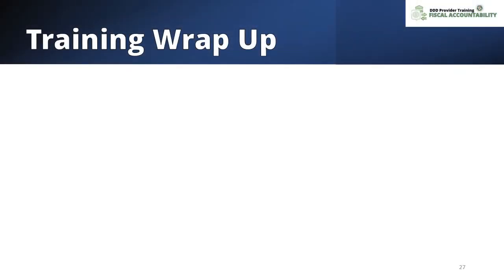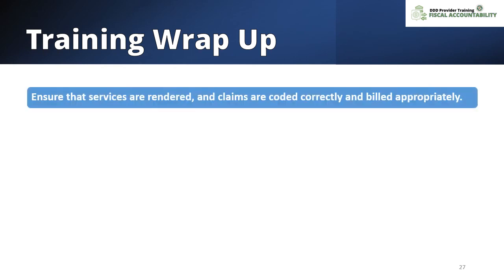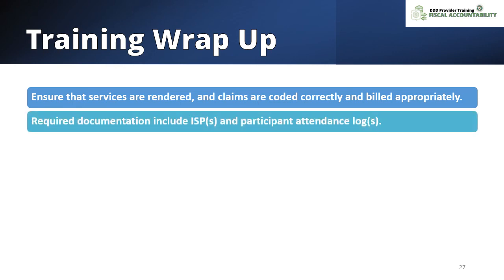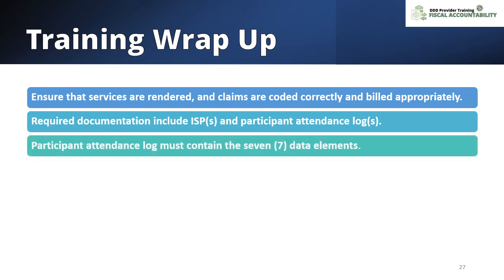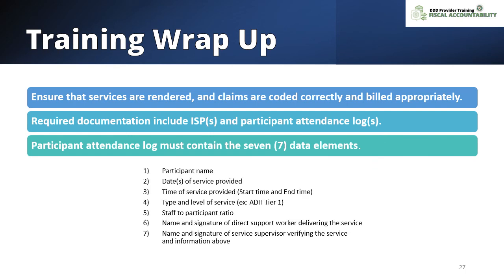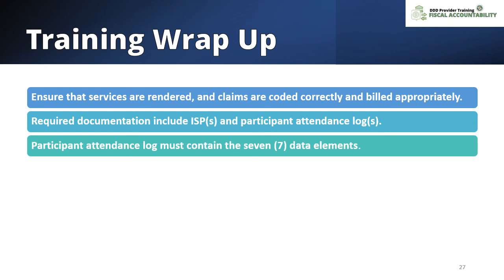As we conclude, here are a few key points to remember. Ensure that services are rendered and claims are coded correctly and billed appropriately. Required documentation including ISPs and participant logs. Participant attendance log must contain the 7 data elements, which are participant name, dates of service provided, time of service provided, type and level of service, staff to participant ratio, name and signatures of the direct support worker and service supervisor.